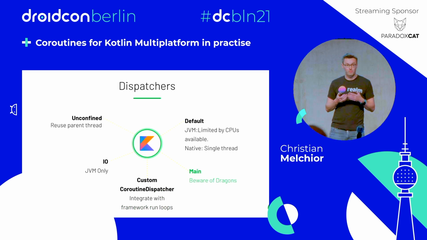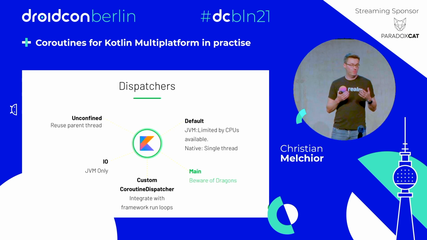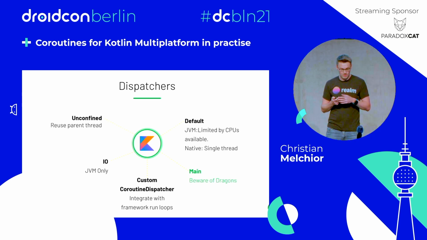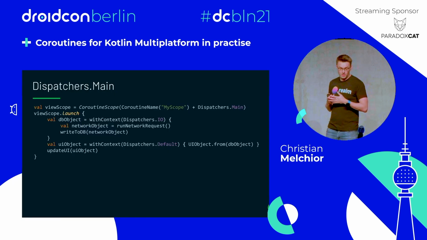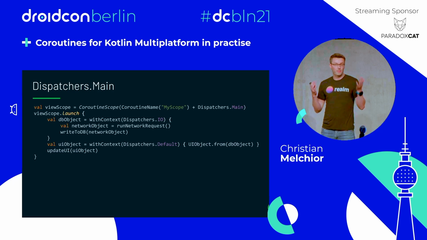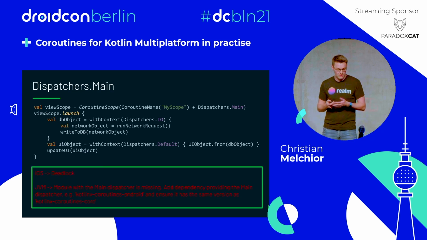And then last, we have the main dispatcher, which runs your job on the main thread. We're used to that just working out of the box, at least on Android. Unfortunately, as soon as you hit multiplatform, that dispatcher has a lot of edge cases that make it really dangerous to use, which we'll look into. So if we take a look at the code we just saw before, you can see here we are starting a view scope on main, and ideally, if I have this in my common code, I want to test this. So why couldn't I just write a test around this?